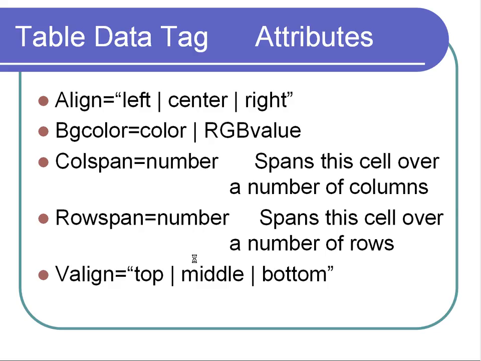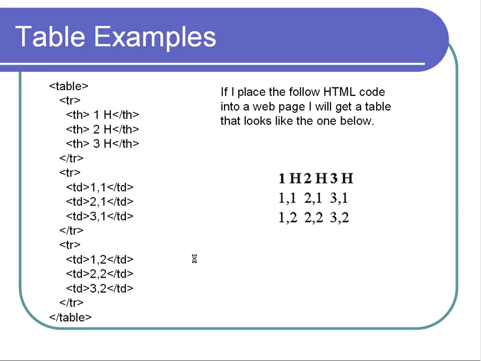Again, the same as the heading. Align, background color, column span and row span that we'll get to a little bit later in the examples. That's easier to show in an example. And V-align to allow you to put it at the top, bottom, or middle of the cell. Here come the examples. Let's see how this works.